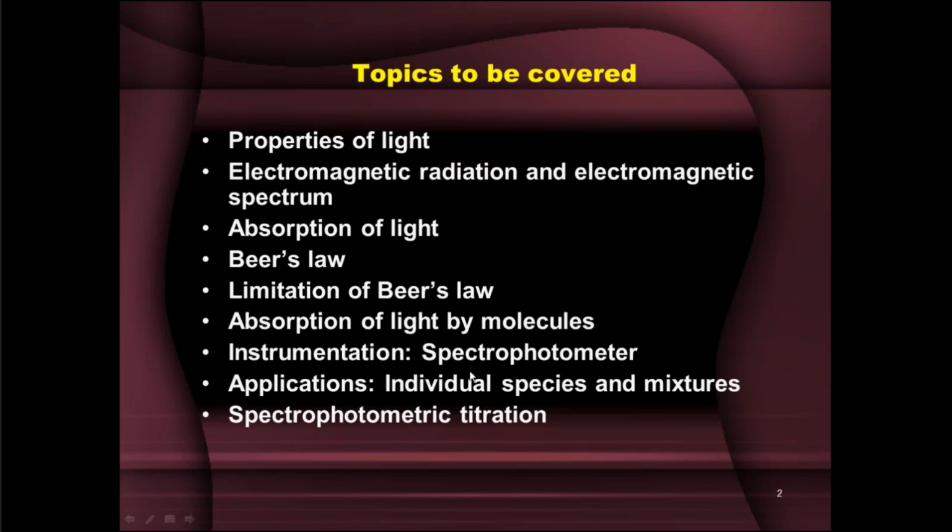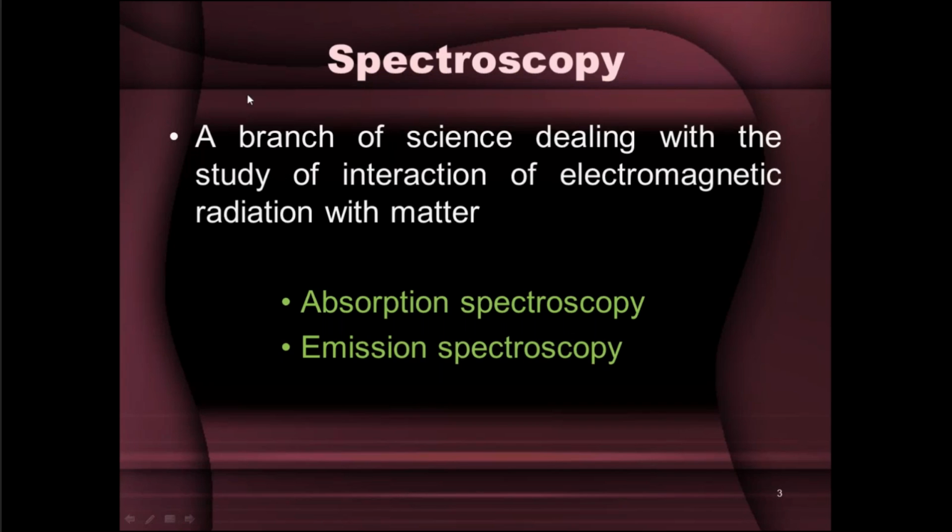The instrumentation part, that is the various instruments used in absorption spectroscopy, particularly concerned with UV visible region. Applications of this, and finally one of the applications, that's spectrophotometric titration in detail. So these are the topics that will be covered in this chapter. This is a very vast chapter. So we'll be going first with the introduction to spectroscopy.